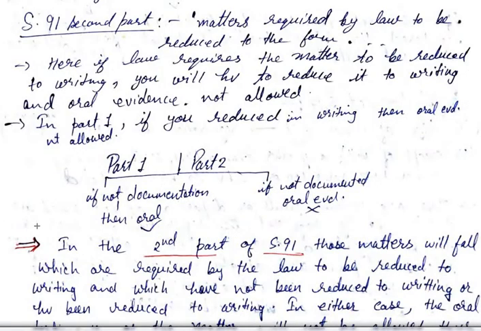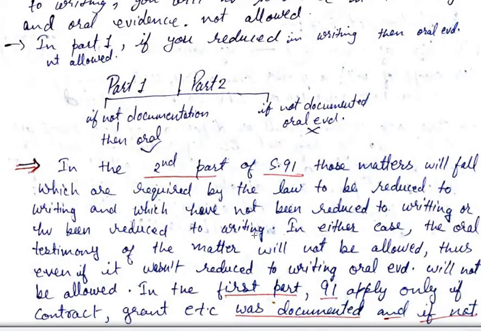So write down, in the second part of section 91, those matters will fall which are required by the law to be reduced to writing, and which have not been reduced to writing or have been reduced to writing. In either case, the oral testimony of the matter will not be allowed. Thus, even if it was not reduced to writing, oral evidence will not be allowed.